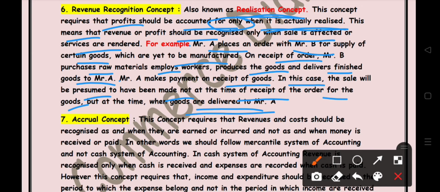According to this example, Mr. A places the order with Mr. B. What Mr. A will do is make the payment when the actual delivery of the goods is done. So the sale will be presumed not to have been made at the time of the order, but it will be recorded when the actual delivery is made. Okay.